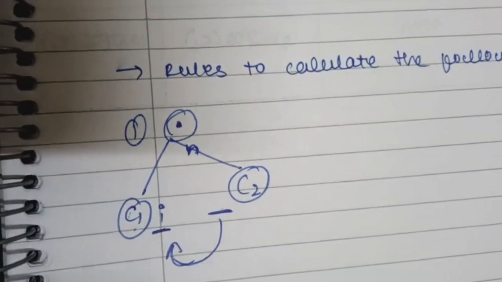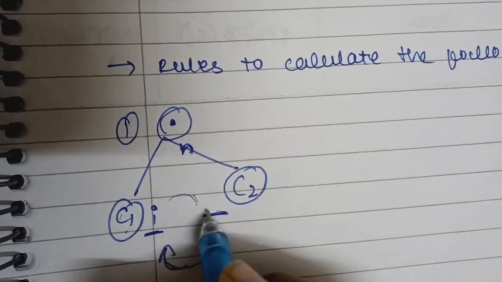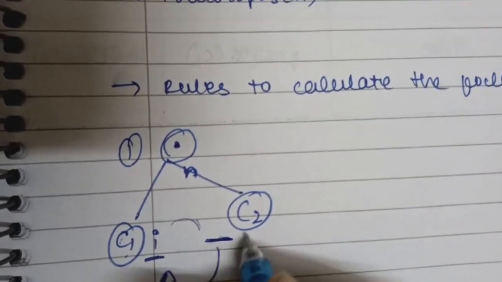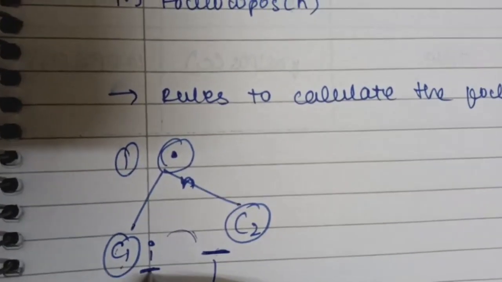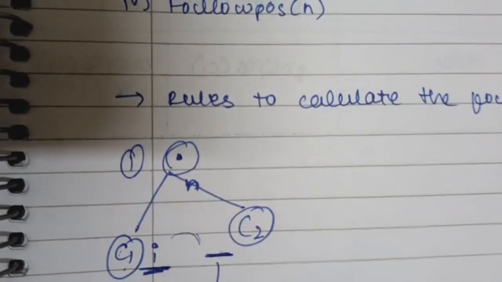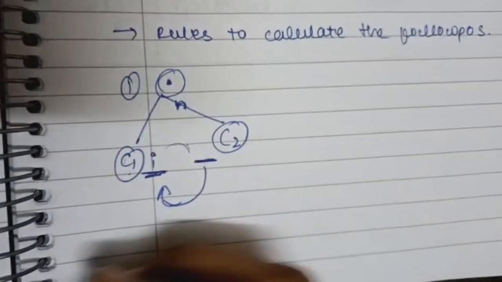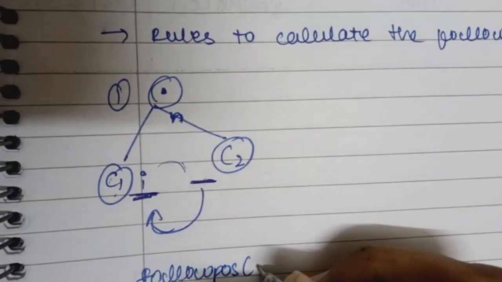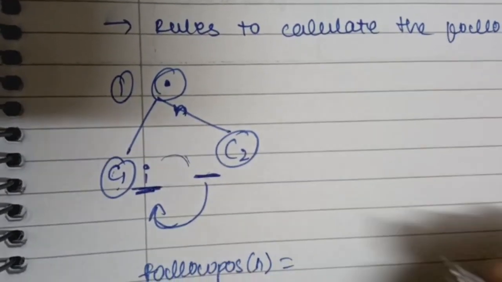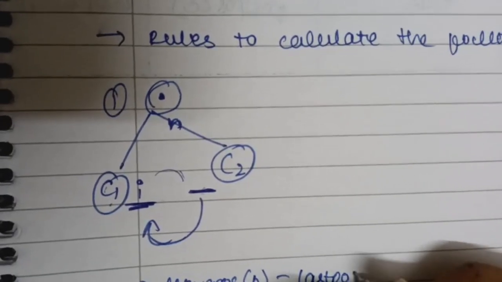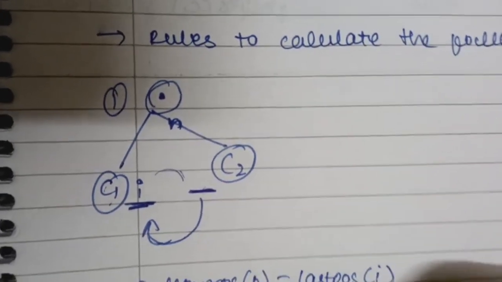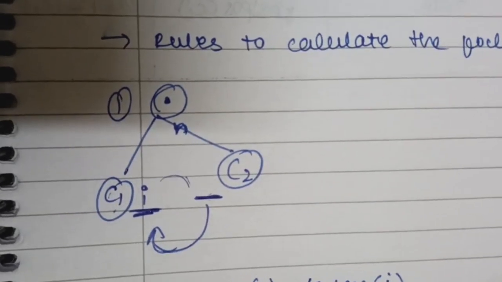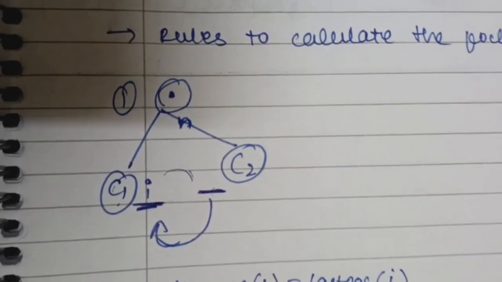So see, it is obvious that something which is following will always be the follow position. So whatever is in the first position of this C2 will be the follow position of this last position i. So let's say the follow position of i, follow position of n will be what? Last position of C1 union first position of C2, right?